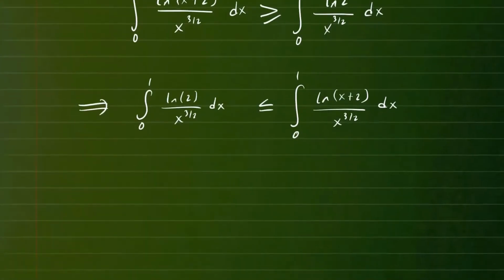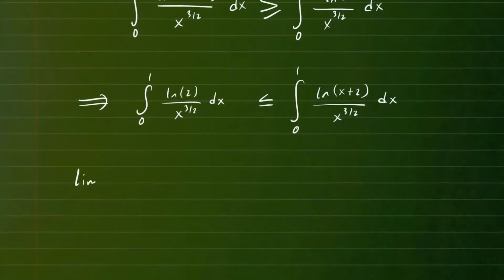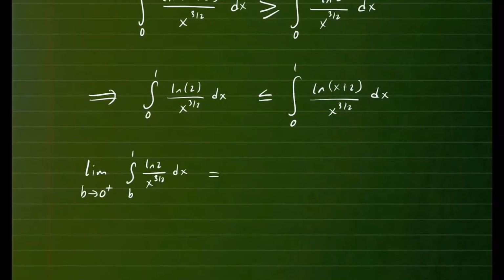Well, let's see. Will it diverge? Let's check it out. So it is improper at 0. So we're going to take the limit as some b goes to 0 from the right of the integral from b to 1 of ln of 2 over x to the 3/2 dx. Now for this integral, we're going to use the power rule of integration. So I'll just bring this on top, make it a negative exponent. So we're taking the limit as b goes to 0 from the right of the integral from b to 1 of ln of 2 times x to the power of negative 3/2 dx.